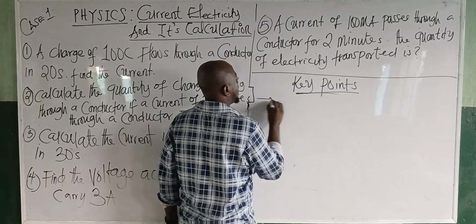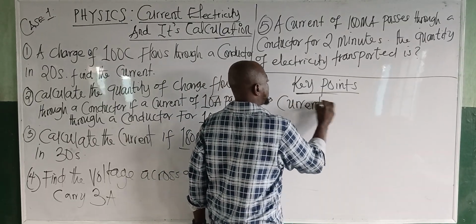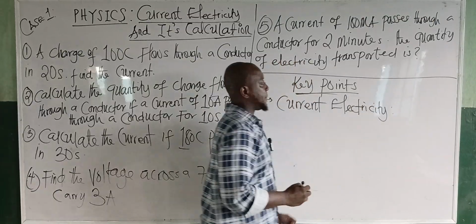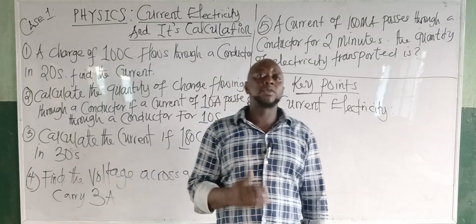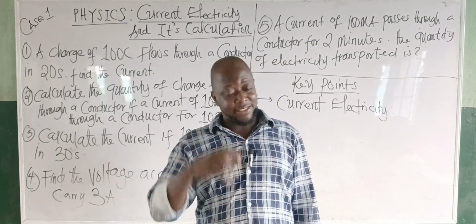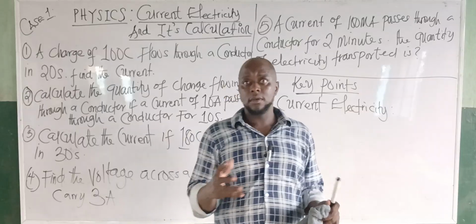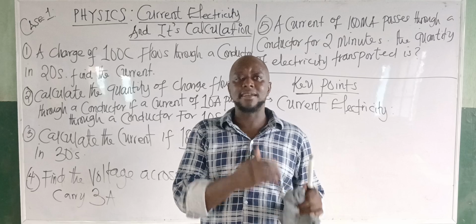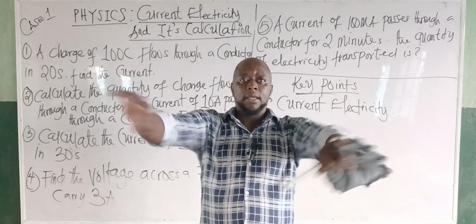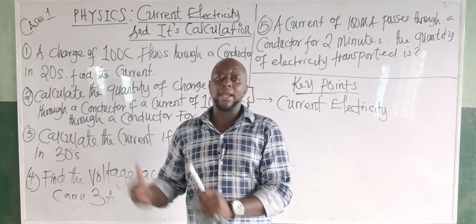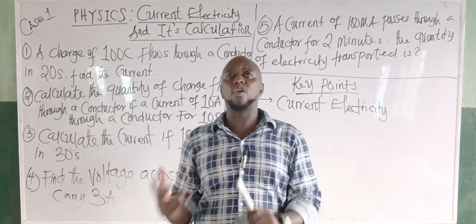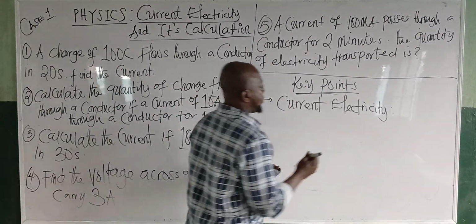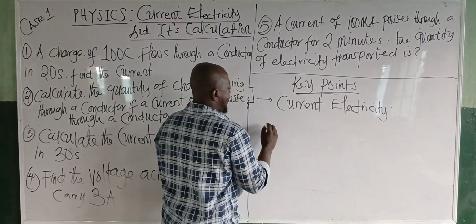First, let's talk about current electricity. So what is current electricity? We say current electricity can be defined as the rate of flow of current in a conductor, or in a metallic conductor, as the rate of flow of current through or in a metallic conductor. Full stop.